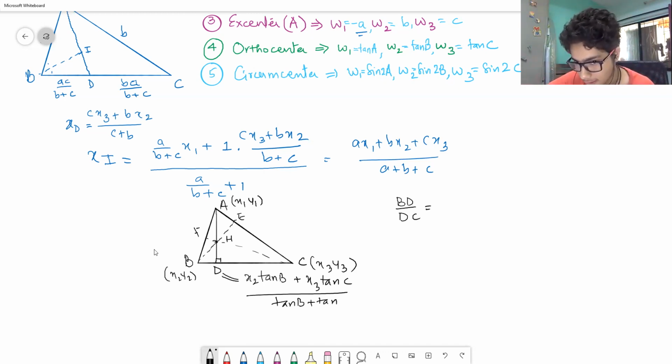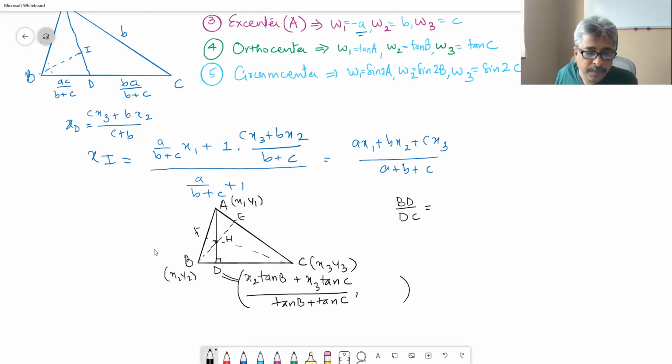Same for the y-axis, yes. Same for the y coordinates, that is okay. But quickly, if I wish to write BD upon DC, then what will it be? BD is C cos B upon B cos C. How do we get this tan B and tan C? That is what I'm trying to figure out.